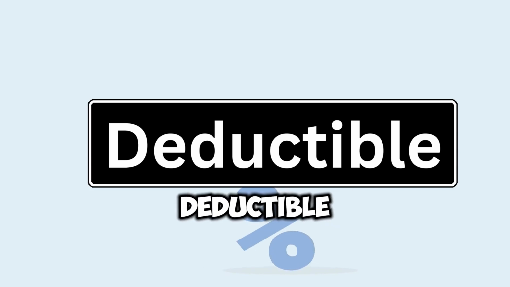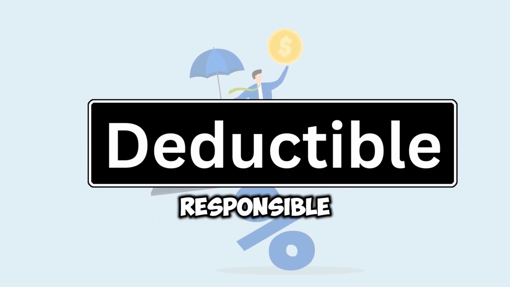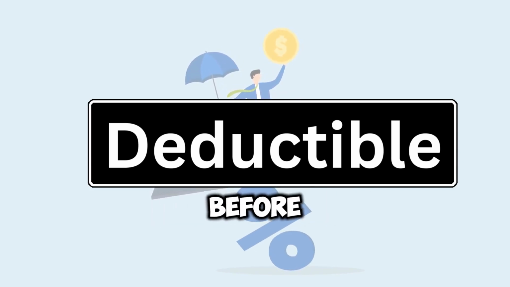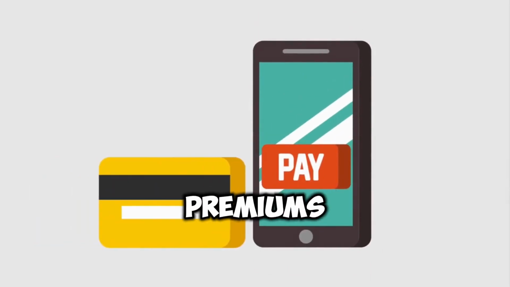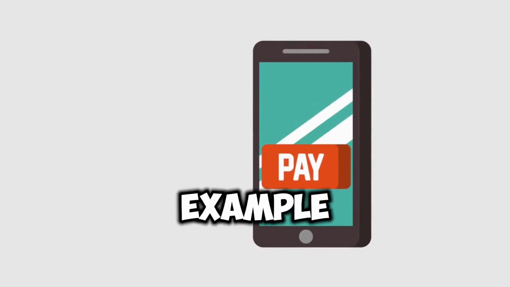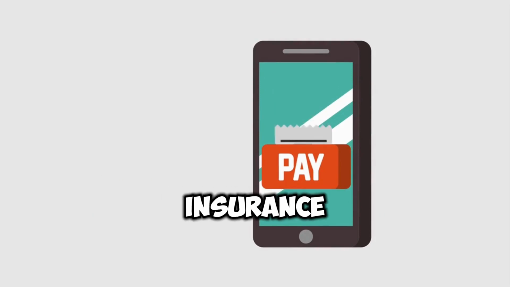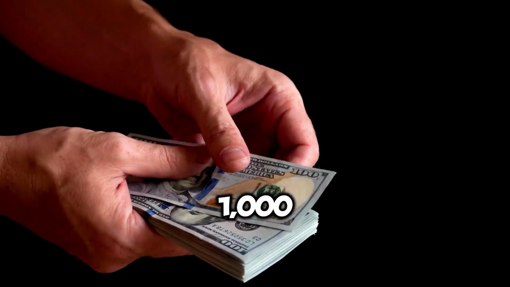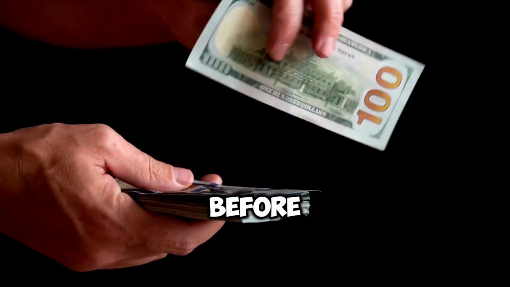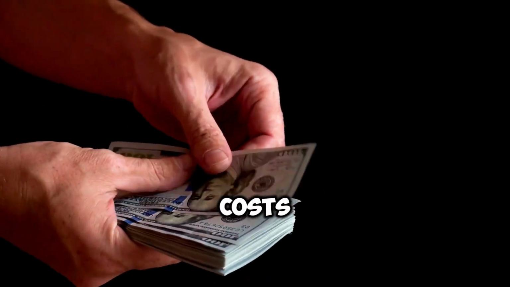Next is the deductible. This is the amount you're responsible for paying out of pocket before your insurance kicks in. Higher deductibles typically mean lower premiums, and vice versa. Example: if your health insurance has a $1,000 deductible, you must pay the first $1,000 of your medical bills before your insurance starts to cover the costs.